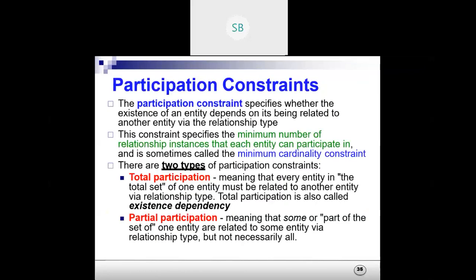Next is the participation constraint. Also two types of participation are there. Total participation means that the total set of one entity must be related to another entity via the relationship. Total participation is also called existence dependency. The other is partial participation, meaning some or part of the entity will be related.